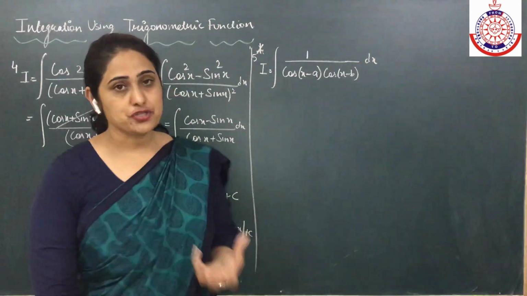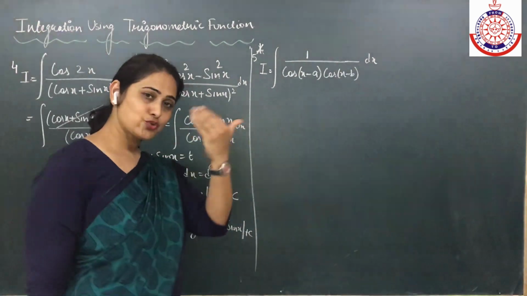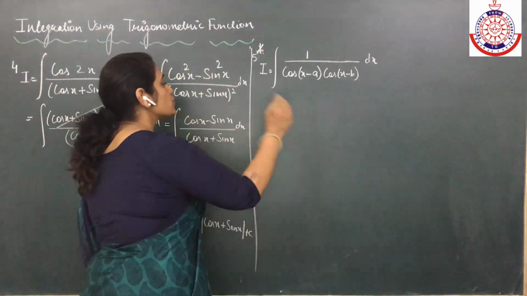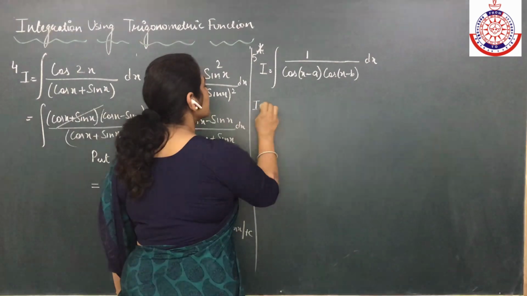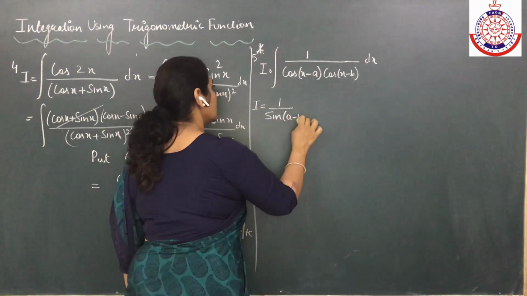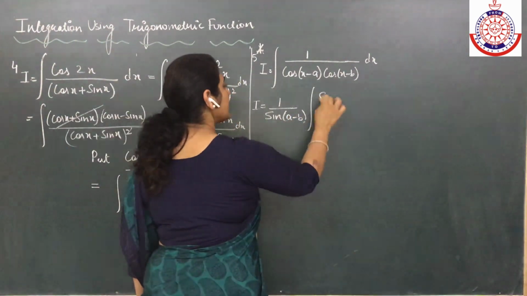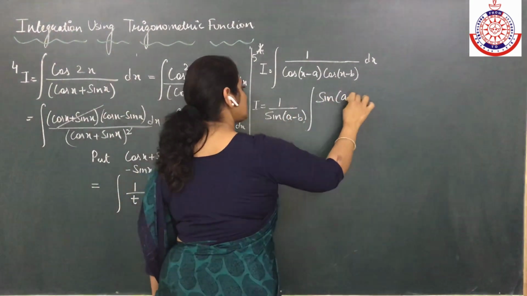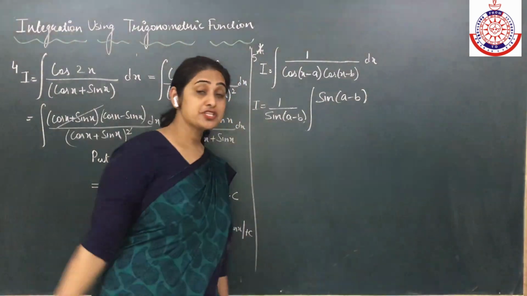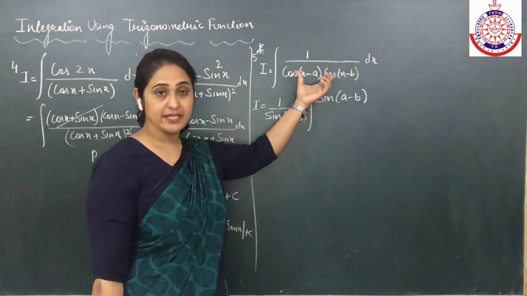There are different kinds of questions. Always put a mark on that so that whenever you revise, you can go back to those questions. So in this, what am I doing? We know that we can multiply and divide by any constant. So I am multiplying the integral by... see, in some questions we can multiply by cos a minus b also. That depends upon the denominator.